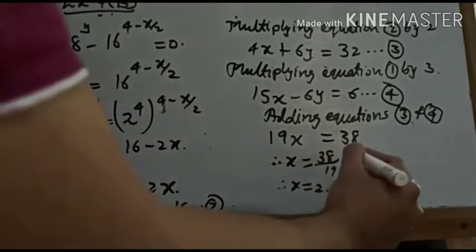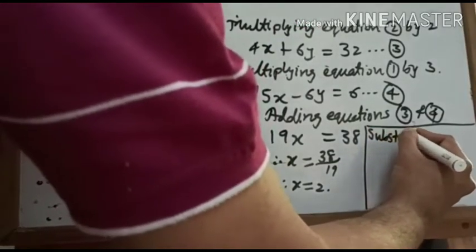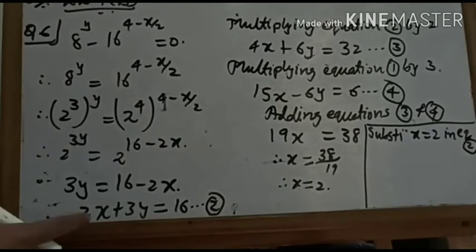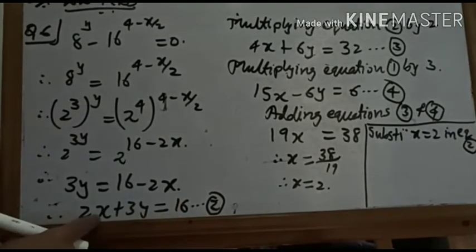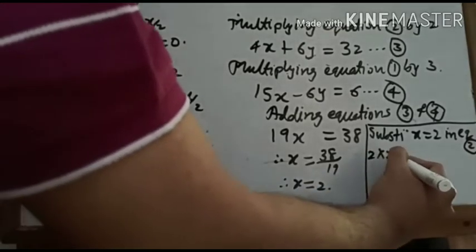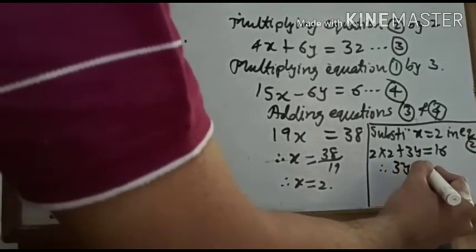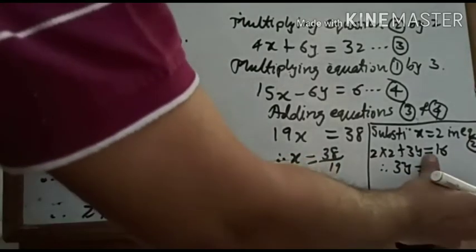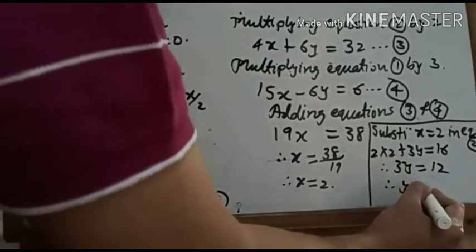So what I am going to do is I am going to substitute x equal to 2 in any one equation. I am substituting in equation 2 right now. Equation 2 states that 2x plus 3y equal to 16. Out of that 2x, that is 2 into 2, plus 3y is equal to 16. Therefore 3y will be equal to 16 minus 4, that will be 12. 2 2s are 4, 16 minus 4 is 12. So y will be equal to 4.